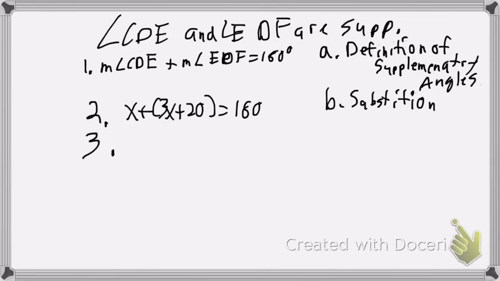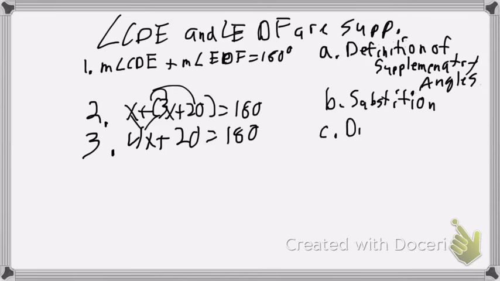Number 3. So now we're going to go from there and we're going to go to 4x plus 20 equals 180. Now this may seem counterintuitive a little bit, but whenever we have parentheses without a number there, we assume that there is a number 1 in front of it. So what we actually did there was we distributed that 1 and then we combined like terms. So we're going to actually call C distributive property again.